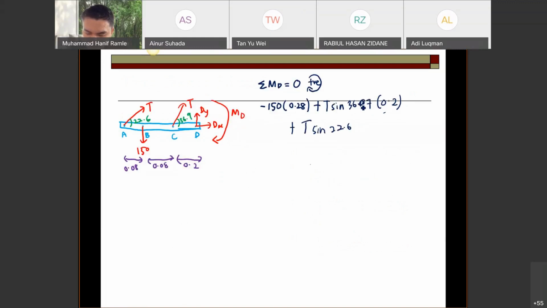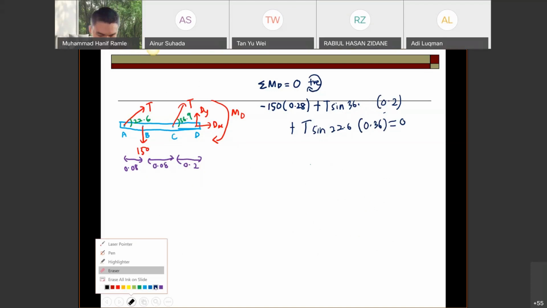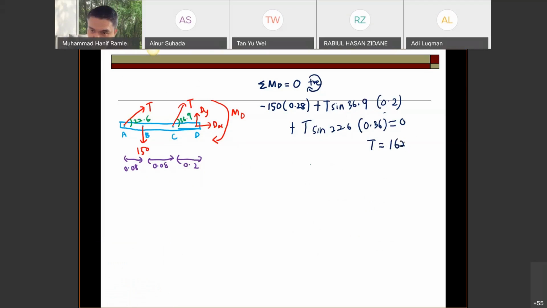Let me use this value. I erase this one. 0.36 equal to 0. So what is the final answer for T? Yes, T equals 162.5. Okay, easy, right?